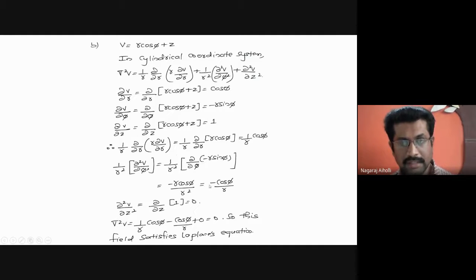Right? So it will be minus cos phi by r. 1 r and 1 r will cancel. We will get minus cos phi by r. Now add all the three. That is 1 upon r. One more term is remaining, dou square v by dou z square.